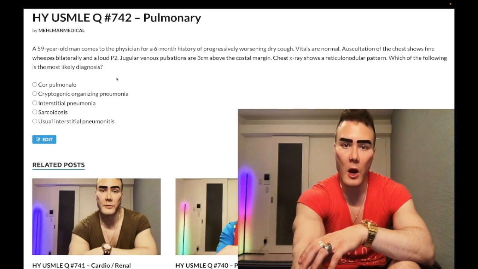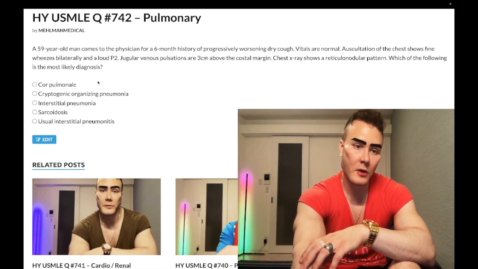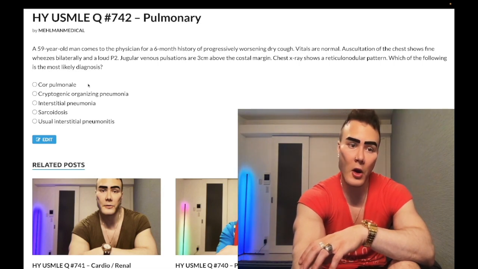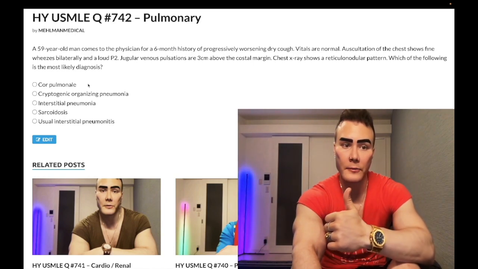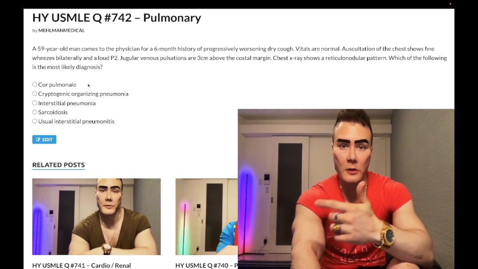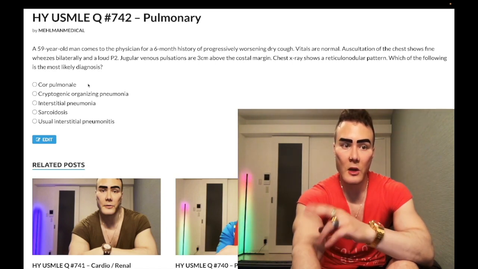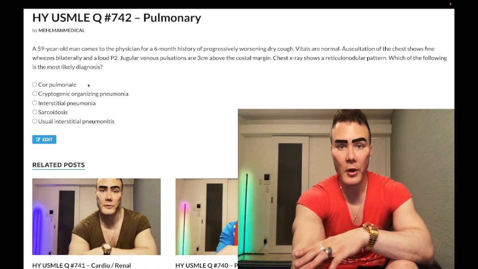Choice A, cor pulmonale, wrong answer. Now, the definition of cor pulmonale is right heart failure, right heart decompensation secondary to a pulmonary cause. Your left heart must be normal. So, for example, COPD due to smoking, cystic fibrosis, pulmonary fibrosis, whatever the cause originating in the lungs, if you get evidence of right heart failure, we now call that cor pulmonale.